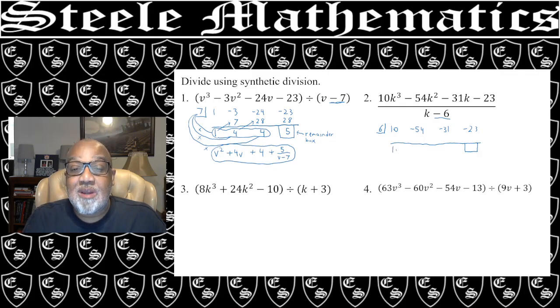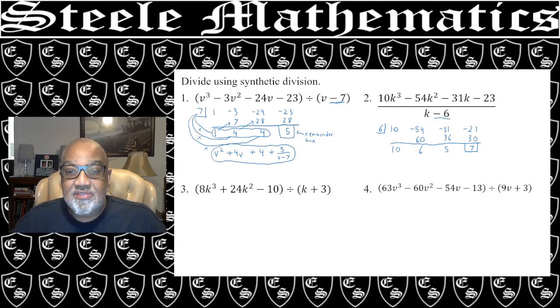Bring down the first number. 6 times 10 is 60. Negative 54 plus 60 is 6. 6 times 6 is 36. Negative 31 plus 36 is 5. And 6 times 5 is 30. Negative 23 plus 30 is 7.